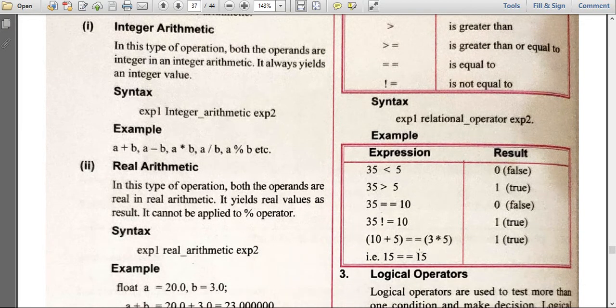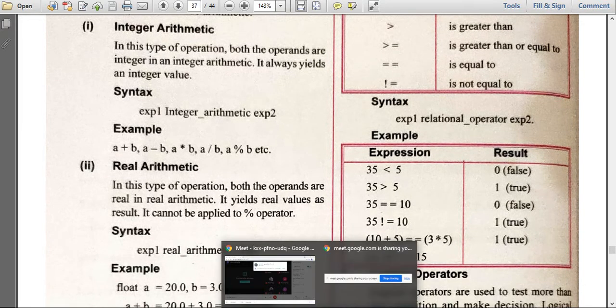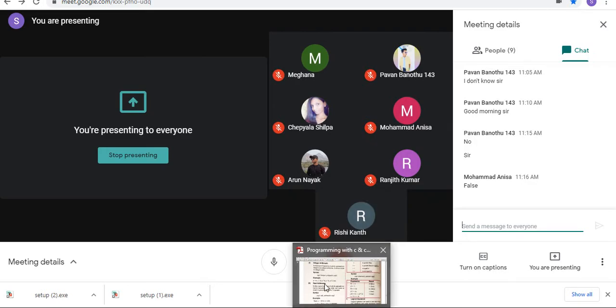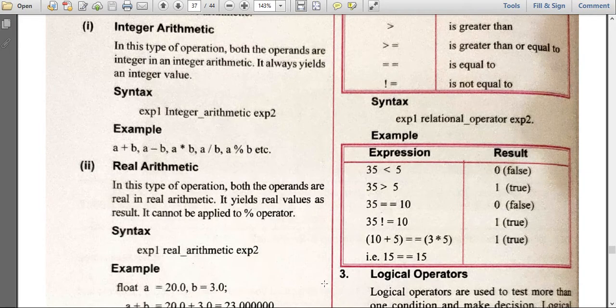Okay. So if you want to relate two operands, we use these relational operators. Relational operators are used to tell the relationship between two operands and they will return only two values. One is true or false.